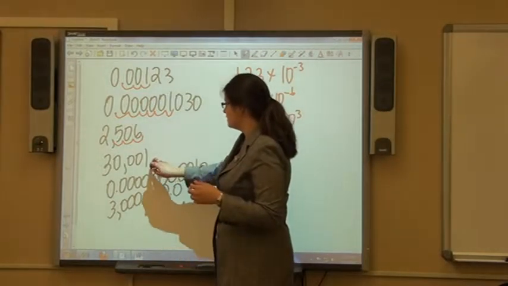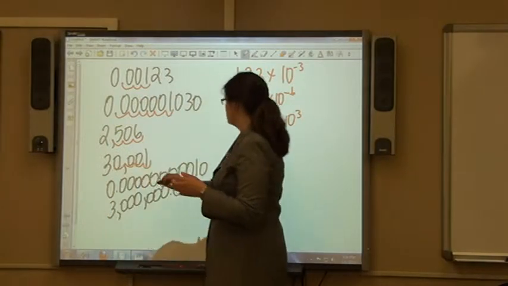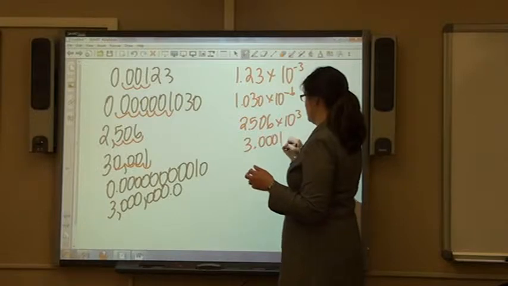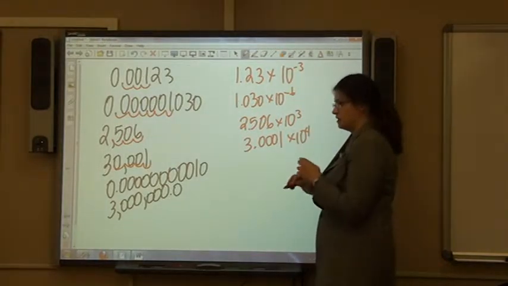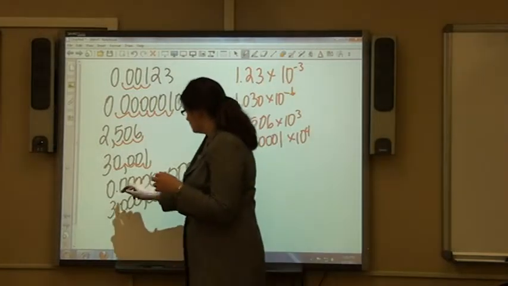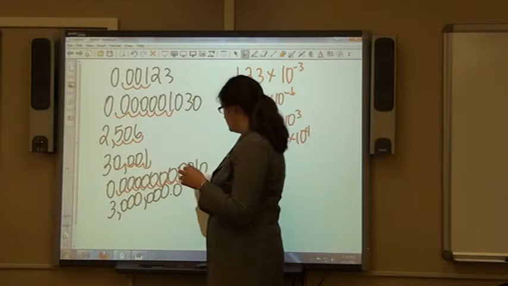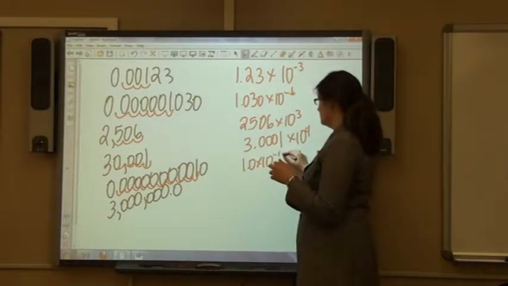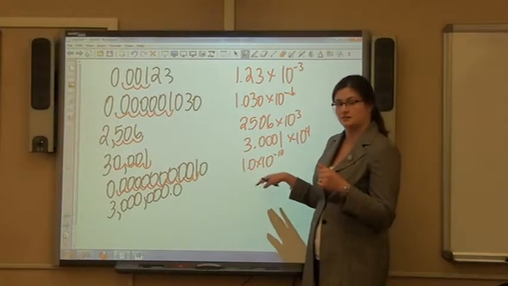Here's another case where you have a decimal point right at the end. 1, 2, 3, 4. So we have 3.0001 times 10 to the 4. And now for our super tiny number. 1, 2, 3, 4, 5, 6, 7, 8, 9, 10. 1.0 times 10 to the minus 10. This is the length of a bond between 2 atoms.